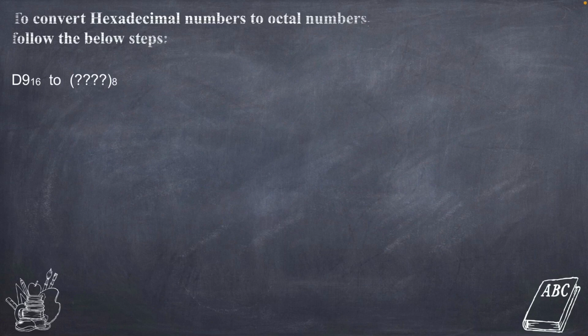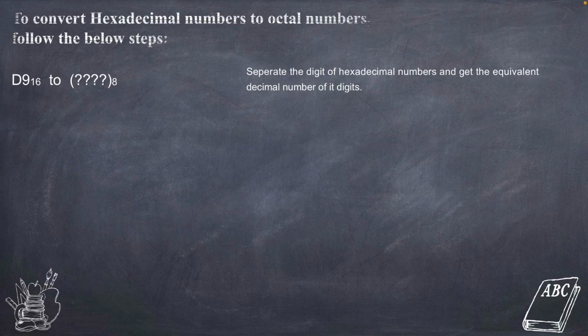So dito, first step, separate the digit of hexadecimal numbers and get the equivalent decimal number of 8 digits. So separate daw natin yung D tsaka 9. Tapos kunin daw natin yung decimal number of 8 digits, ay equivalent decimal number of 8 digits.